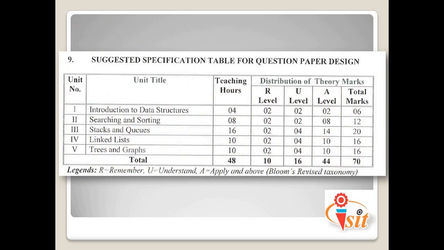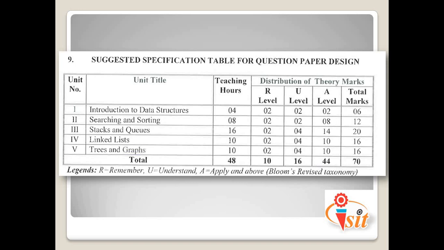So here we are going to be discussing the question paper design method. It is given by the MSBTE. So in total we have 5 topics, that is 5 chapters, and each chapter is assigned some marks. Like the first chapter, the introduction to data structure, is for 6 marks. Searching and sorting, the second chapter, is for 12 marks.